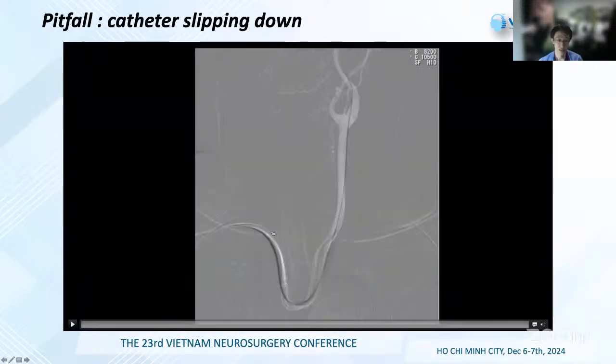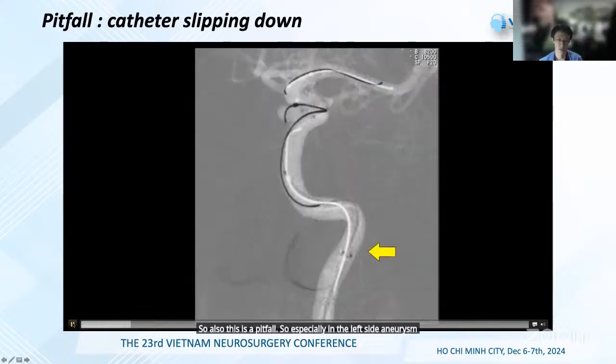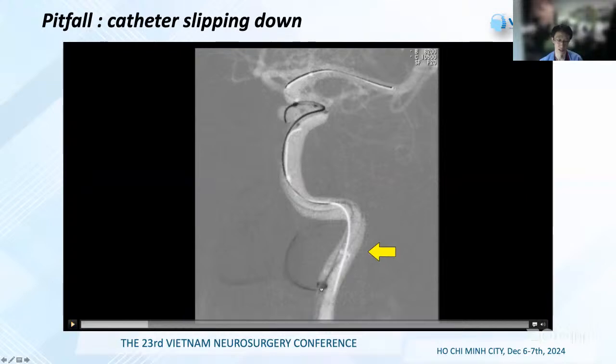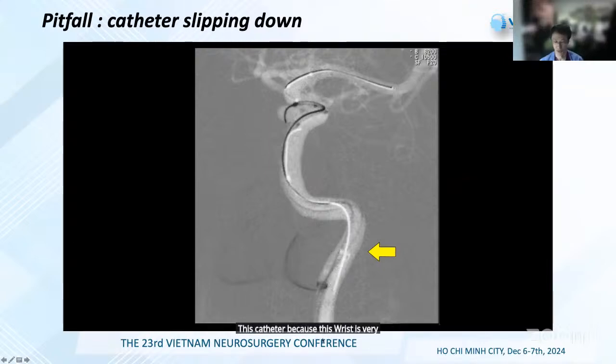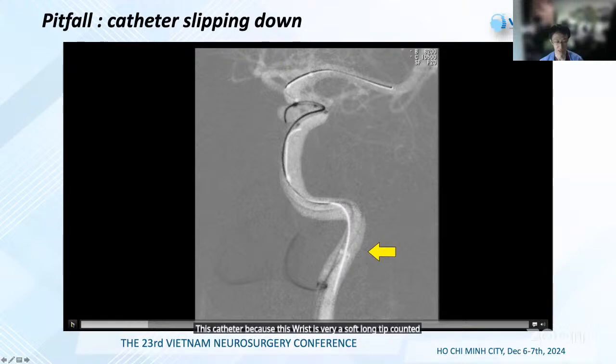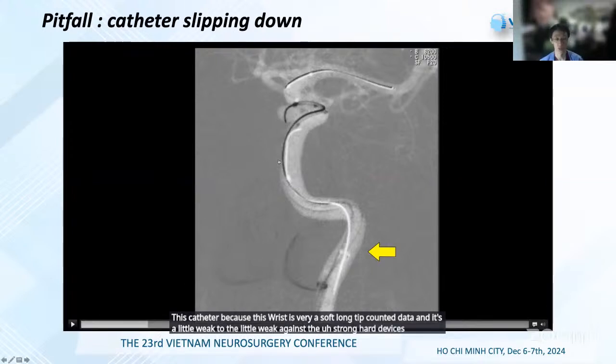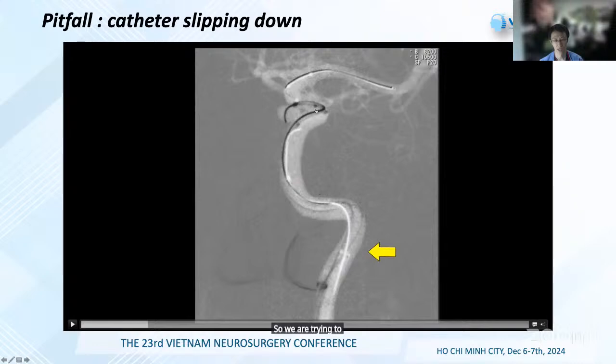Also, this is a pitfall. Especially in left side aneurysms, there is a risk of the catheter slipping down, because this Wrist is a very soft, long tip catheter, and it is a little weak against strong, hard devices. This is a WEB case. We are trying to insert the microcatheter, the Via microcatheter, to insert the WEB device.